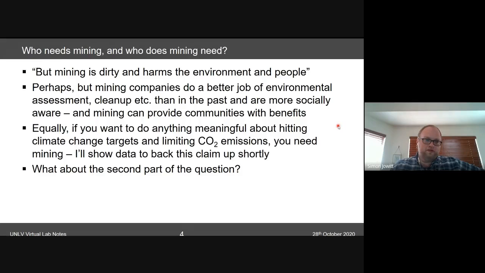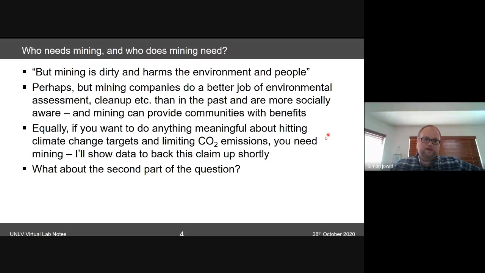People are talking a lot about climate change. There's a lot of talk with the coming election about the future of energy here in the US and globally. But if you actually want to do anything meaningful about hitting climate change targets and limiting carbon dioxide emissions, you need mining even more. And I'll show data to back up this claim shortly and discuss it as part of the who needs mining part of the talk.